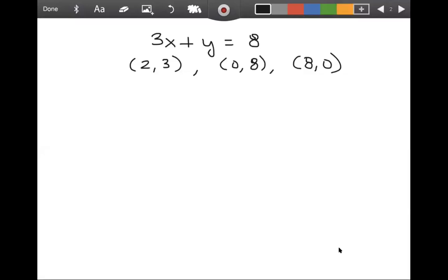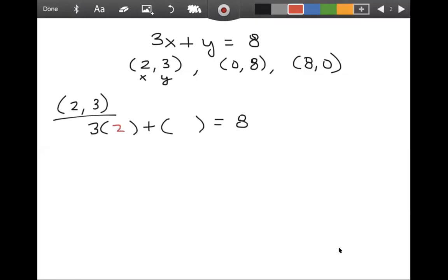So we say that an ordered pair is a solution of a linear equation if it makes the equation true. And remember, the first number has to go in for x, the second number has to go in for y. So starting with (2, 3), I'm going to write 3 blank plus blank equals 8. And then I'll put a 2 here and a 3 here and put a question mark there. 3 times 2 is 6. 6 plus 3 is not 8, it is 9. So this ordered pair is not a solution.